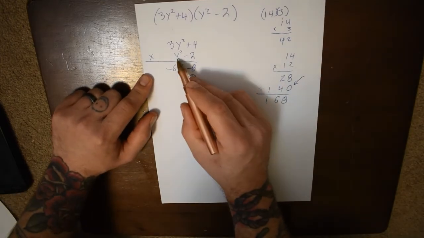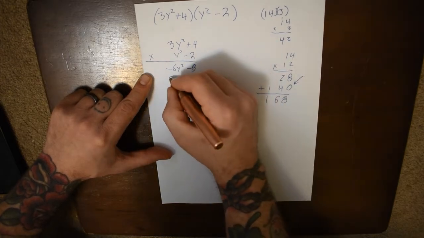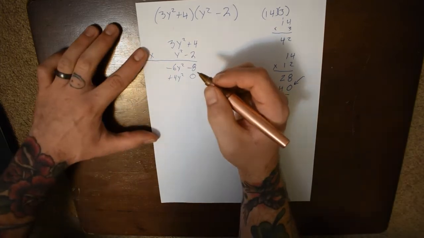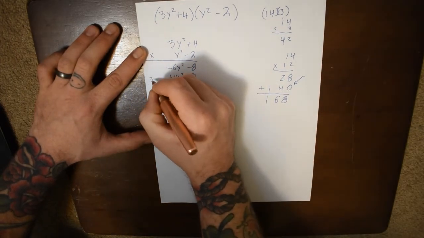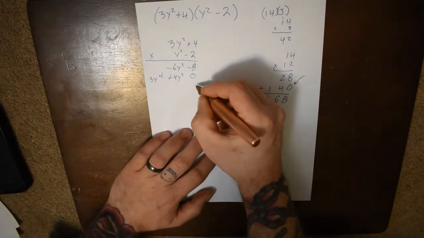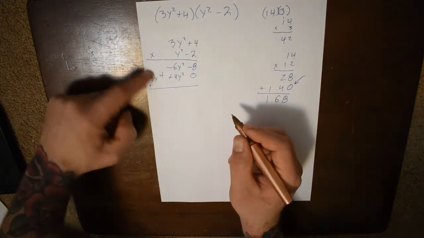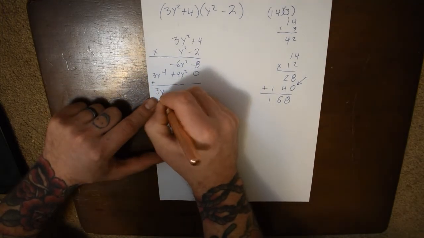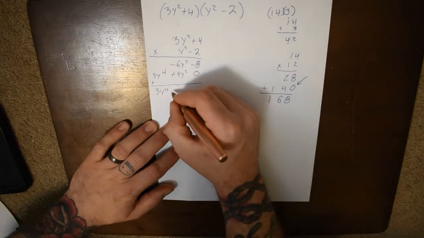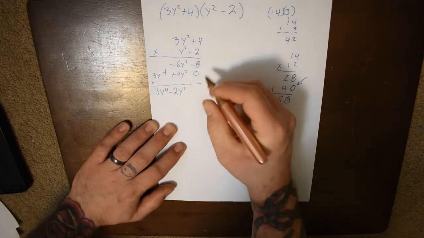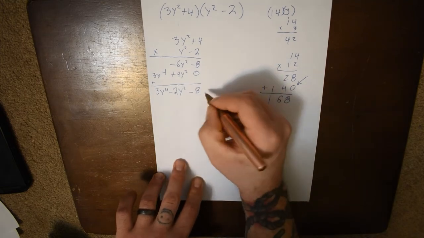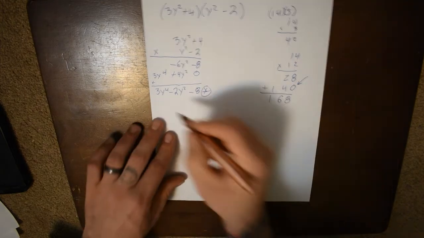So then we continue with multiplying. Y squared times 4 would give us a plus 4y squared. Then y squared times 3y squared would give us a plus 3y to the fourth. And now we're going to go through and we're going to add. 3y to the fourth is going to drop down. If we have a negative 6y squared and a positive 4y squared, that would give us minus 2y squared. And negative 8 take away 0, plus 0 is still a negative 8 for our final answer.